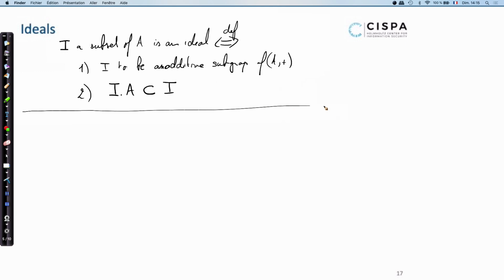Let's give an example. For the case of Z, you take any number n in Z, and you look at n times Z, and this is going to be an ideal. And you might see that according to the definition, there is one special ideal, the ideal 0, which is just 0 times Z. And then you have other ideals. You have Z itself, which is 1 times Z. You have 2Z, which is an ideal, or 101 times Z, or any number times Z. This forms an ideal in Z.